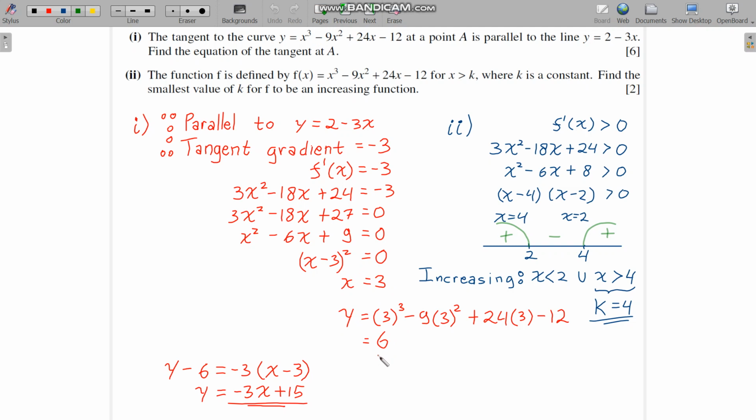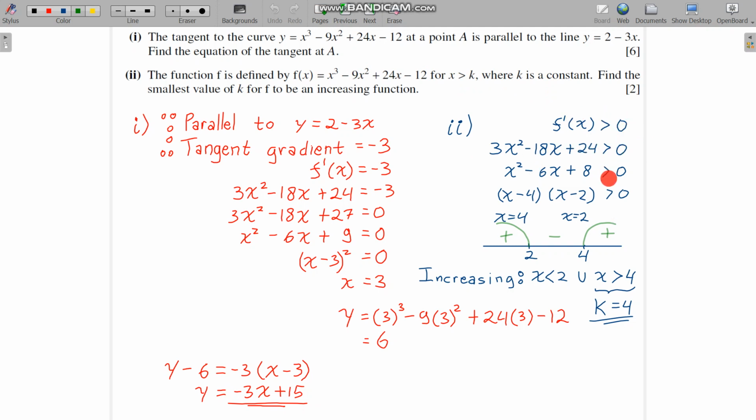To find the equation, we need y minus y1 equals m times (x minus x1). The x1, the y1, the m is minus 3. So we get the equation. And now the function f is this. Increasing means the gradient is positive. The f prime is positive. The f prime is again this guy.